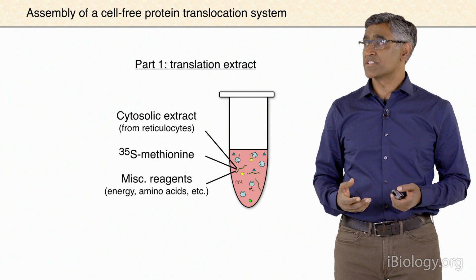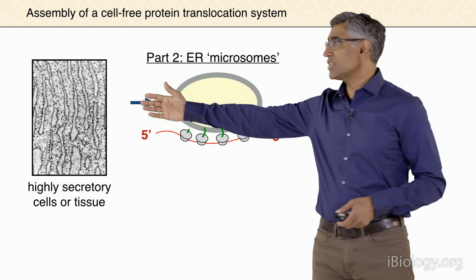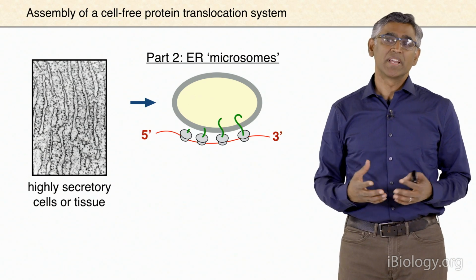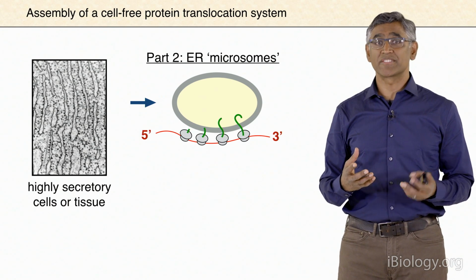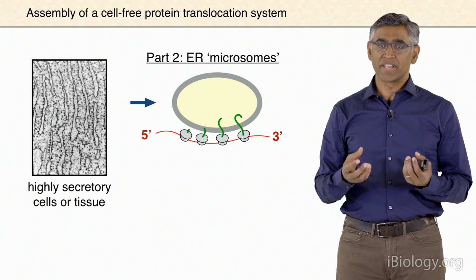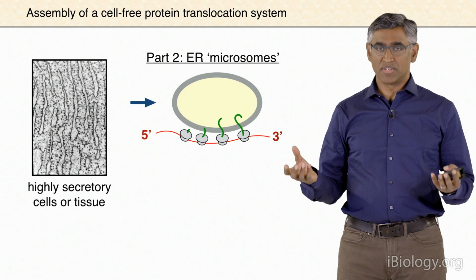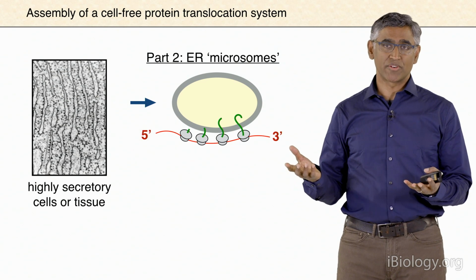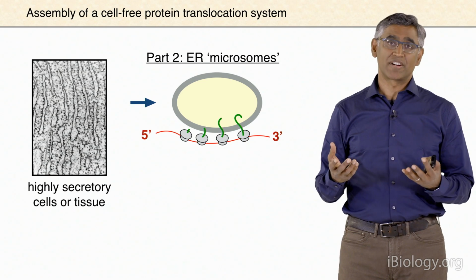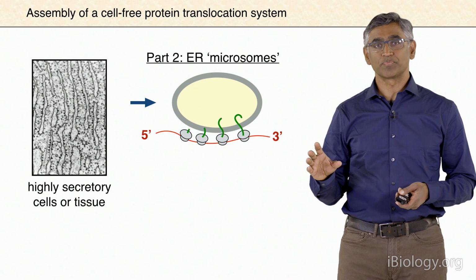Now the second part of the equation here is you need the ER membranes itself. So what you can do is take ER from, let's say, a cell or a tissue that has lots of it, and the classic source of this is the pancreas. Then you can break open those cells and use centrifugation, that is spinning the sample, to isolate components that are different in their properties, so for example, their overall size or their density. And so in that way, you can isolate rough ER. And it's called rough because the ER is studded with ribosomes on the surface.